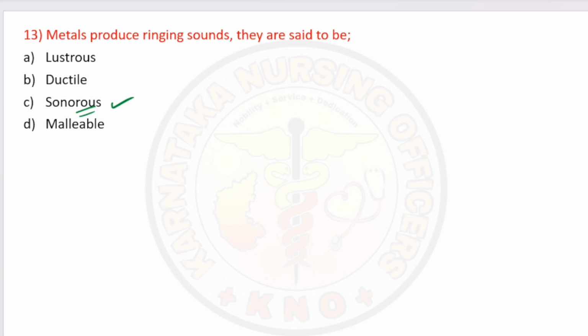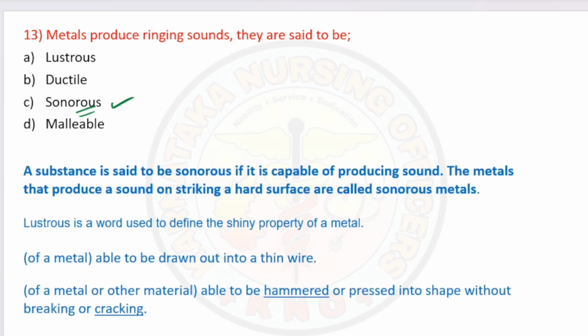And what do you mean by lustrous, ductile, malleable? A substance is said to be sonorous if it is capable of producing sound, and the metals that produce sound on striking a hard surface are called sonorous metals. And what do you mean by lustrous? Lustrous is a physical property of a metal that shows shining nature. The shiny property of a metal is called lustrous.